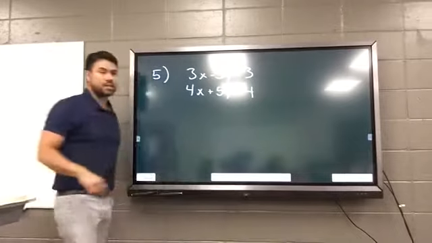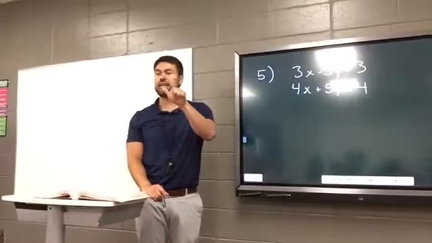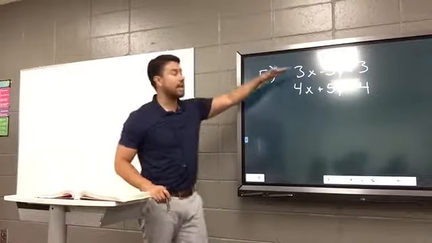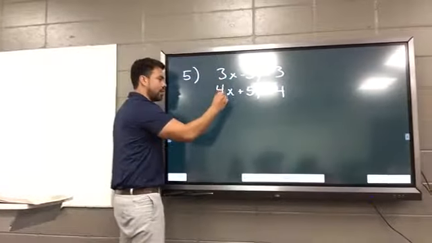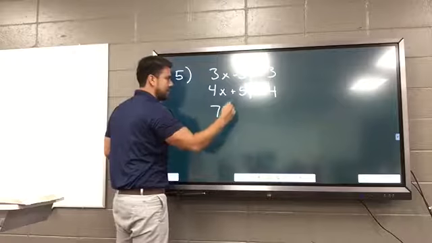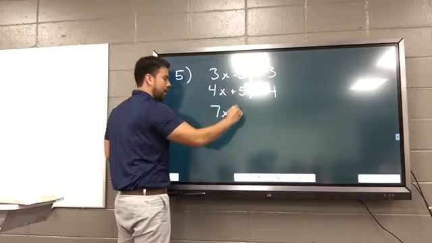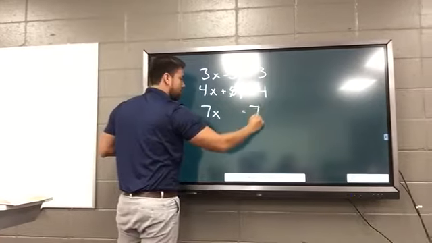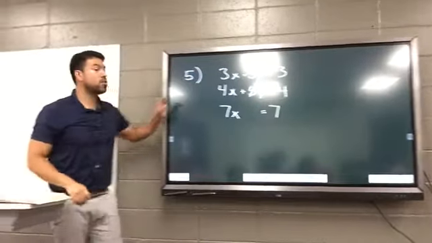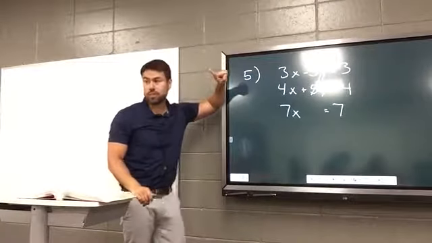Okay, another method other than graphing and other than substituting is I can add these two equations together. What's 3x plus 4x? 7x. What's -5y plus 5y? That cancels out. And then what's 3 plus 4? 7.